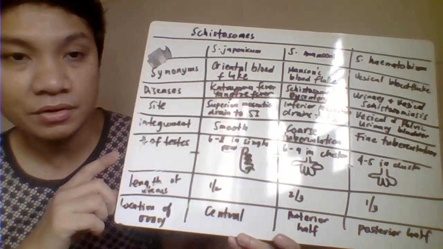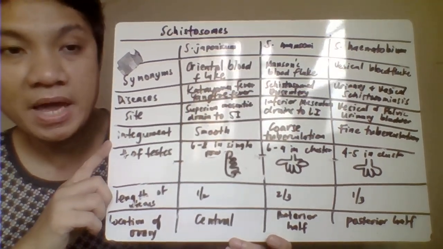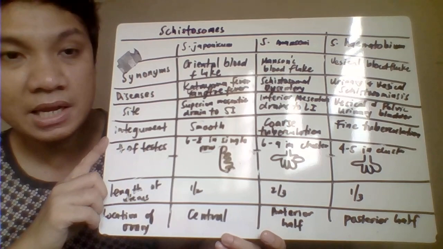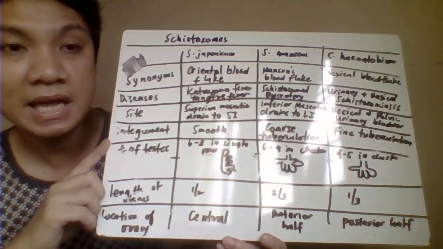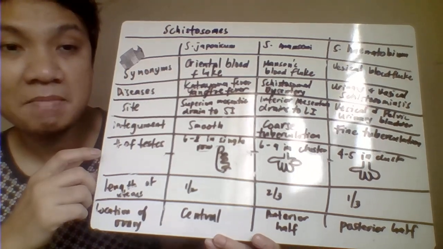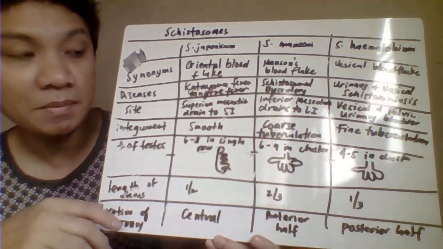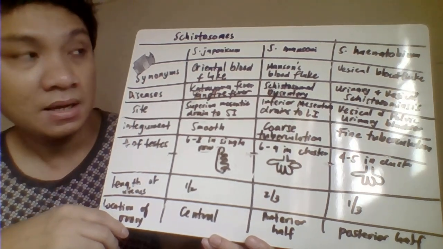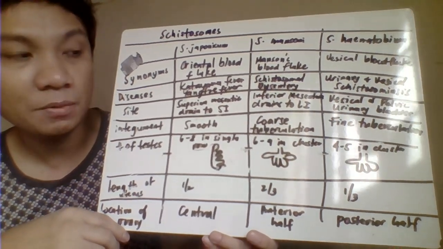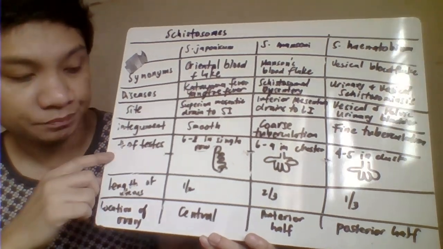For the integument of their skin, actually their integument is their way of absorbing nutrients. So they're able to absorb the nutrients from the environment primarily through the integument of their skin. So we describe Japonicum as having smooth skin. For Mansoni, coarse tuberculation, and for Haematobium, fine tuberculation.